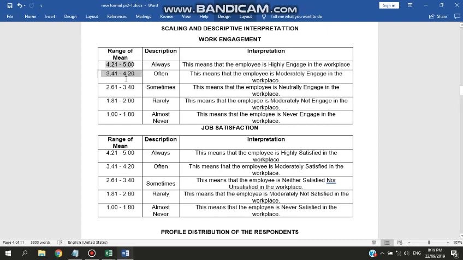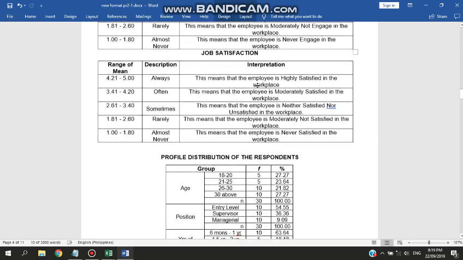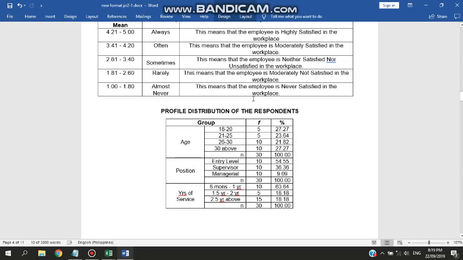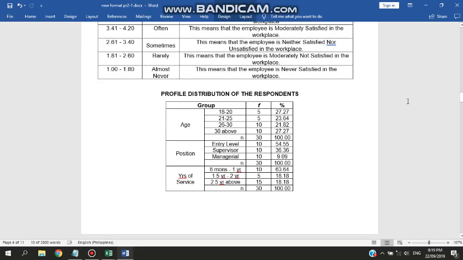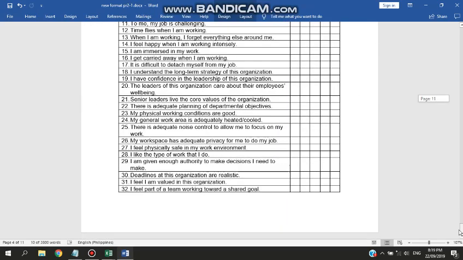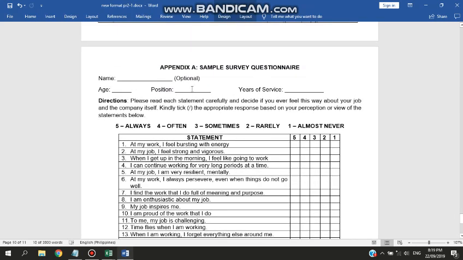So we have here the range of means. It means pag nandito yung range nag-fall, it means ito yung interpretation niya. It means pag nandito, ito yung interpretation niya, and so on and so forth with work engagement and job satisfaction. I also included the profile distribution of each respondents. So, I included in the survey kung ano yung edad nila, position, and service tenureship or years in service.